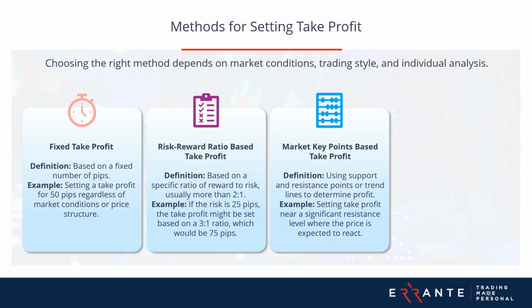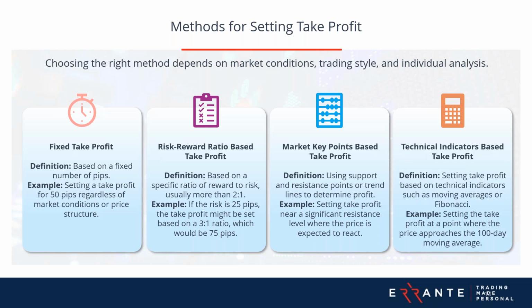So the other way that we can combine with this third one, or the last one, is the technical indicators based take profit. Lastly, setting take profit levels based on technical indicators such as moving averages or Fibonacci retracement levels offers a dynamic way to manage trades. For instance, setting a take profit where the price approaches the 100-day moving average can capitalize on standard market movements and indicator-based predictions. This method aligns with the overall market momentum and historical price behavior. So you see, the last two ways of setting take profit are somehow matched together.